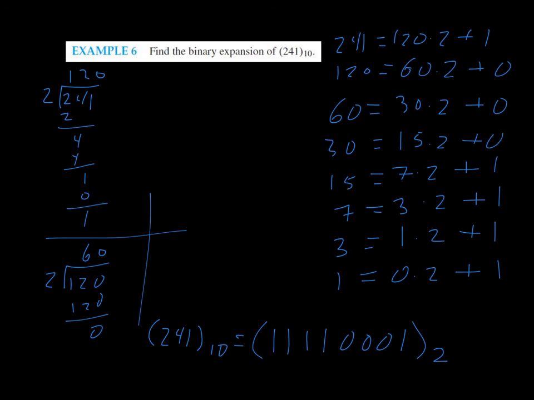When you are converting from octal, binary, or hexadecimal into decimal, you just expand it out with powers. If you are converting from decimal to one of the others, then you do the long division thing. So that's all it is.